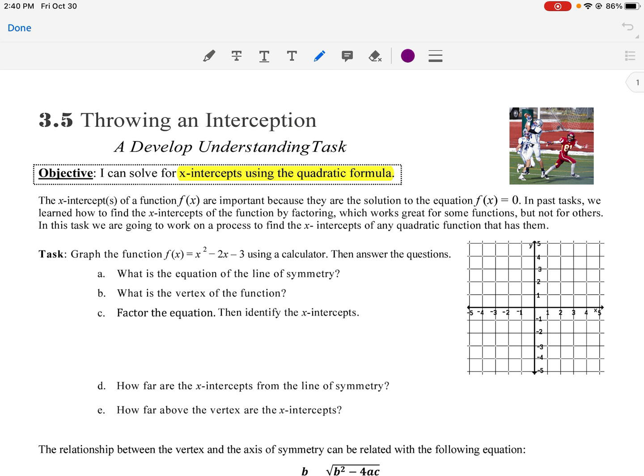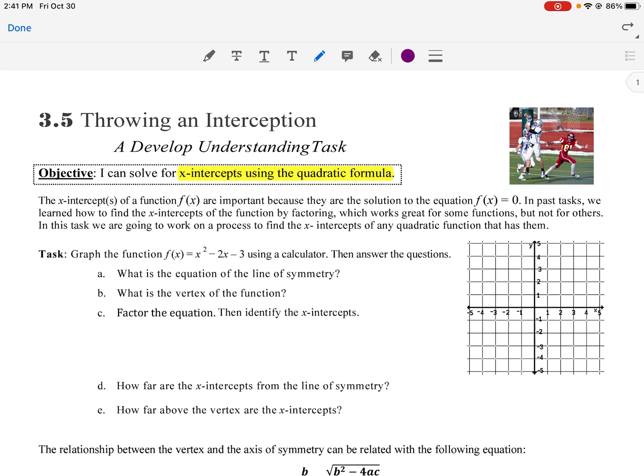Okay, so it says the x-intercepts of a function are important because they are the solution to the equation y equals, or f of x equals, 0. In the past tasks, we have learned to find the x-intercepts of a function by factoring, which works great for some functions, but not for others. In this task, we're going to work on a process to find the x-intercepts of a quadratic function that has them.